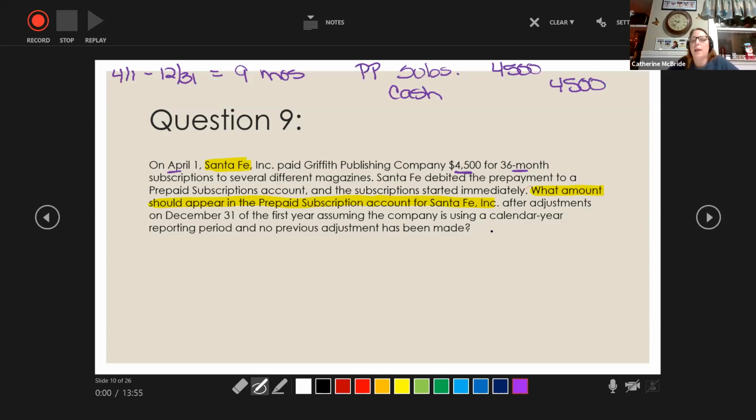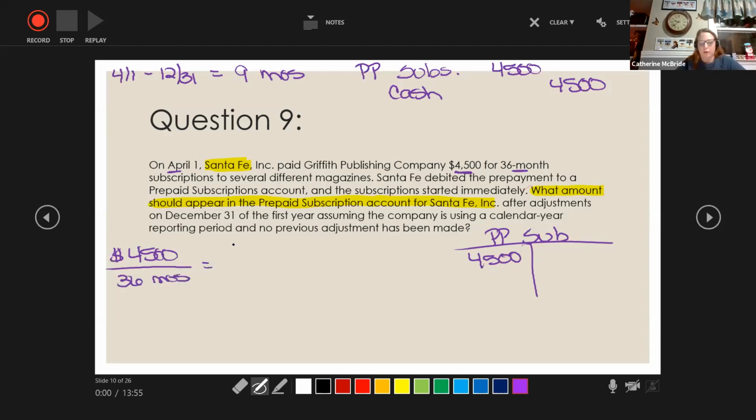So if we're looking at our T account, we have $4,500 in prepaid subscriptions. Now we know that it's $4,500 for 36 months. So how much is it per month? 125? Does that sound right? Yes.